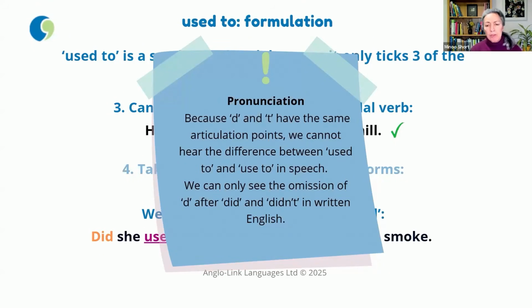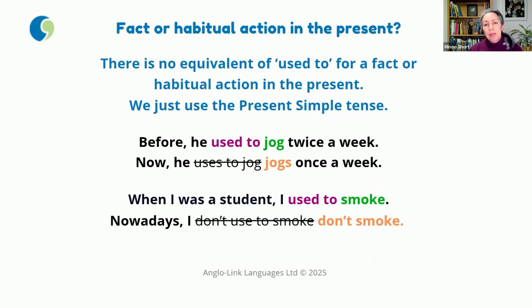Right, so that's all about used to, its formulation, its concept, its alternatives. And so what about expressing a fact or a habitual action in the present? Do we have something similar to used to? For example, use to without the D? No. There is no equivalent of used to for a fact or habitual action in the present. Be very careful.